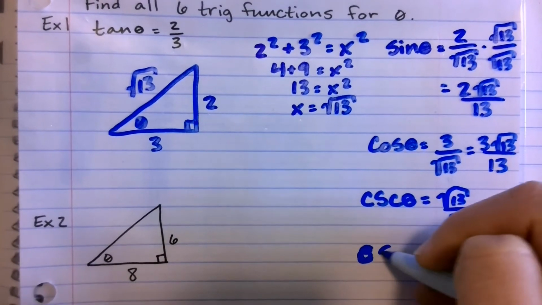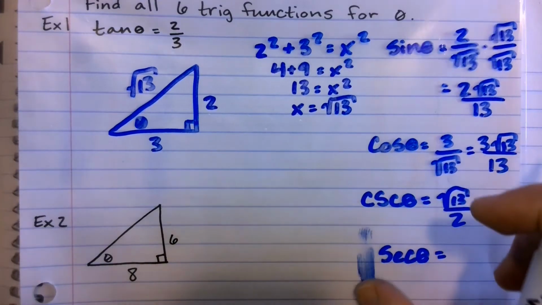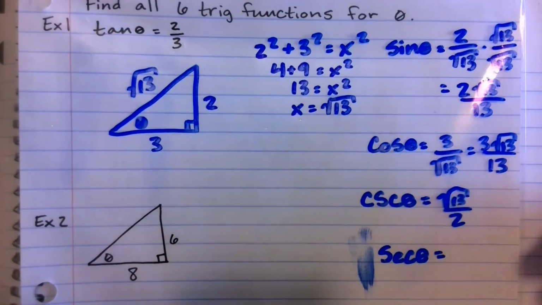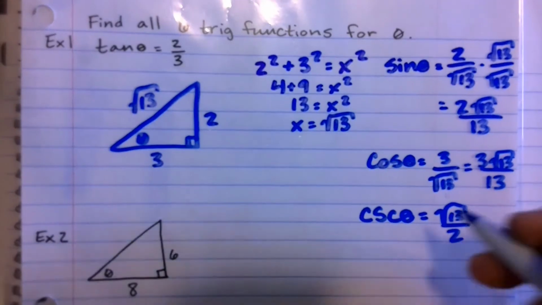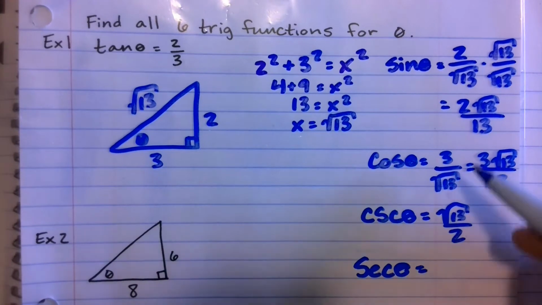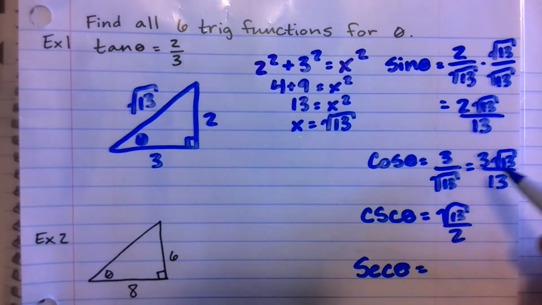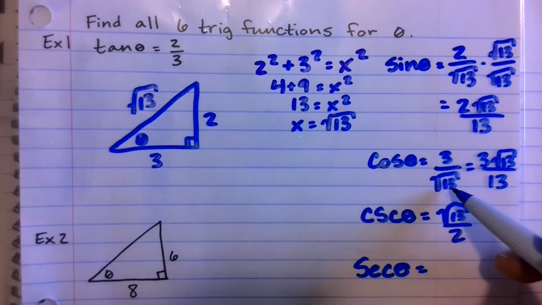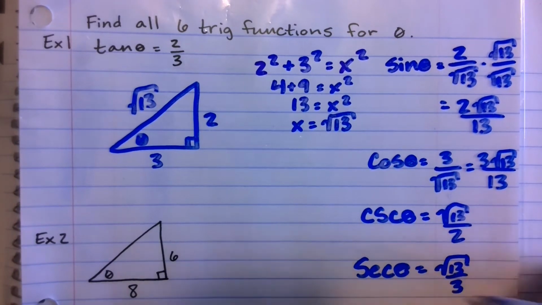Let's see, sorry, secant. Okay, so now secant. Same thing with cosine. I don't want to go to that simplified because the reciprocal is going to need to be simplified, but if I take the reciprocal of that original, I'm going to get my radical 13 over 3.